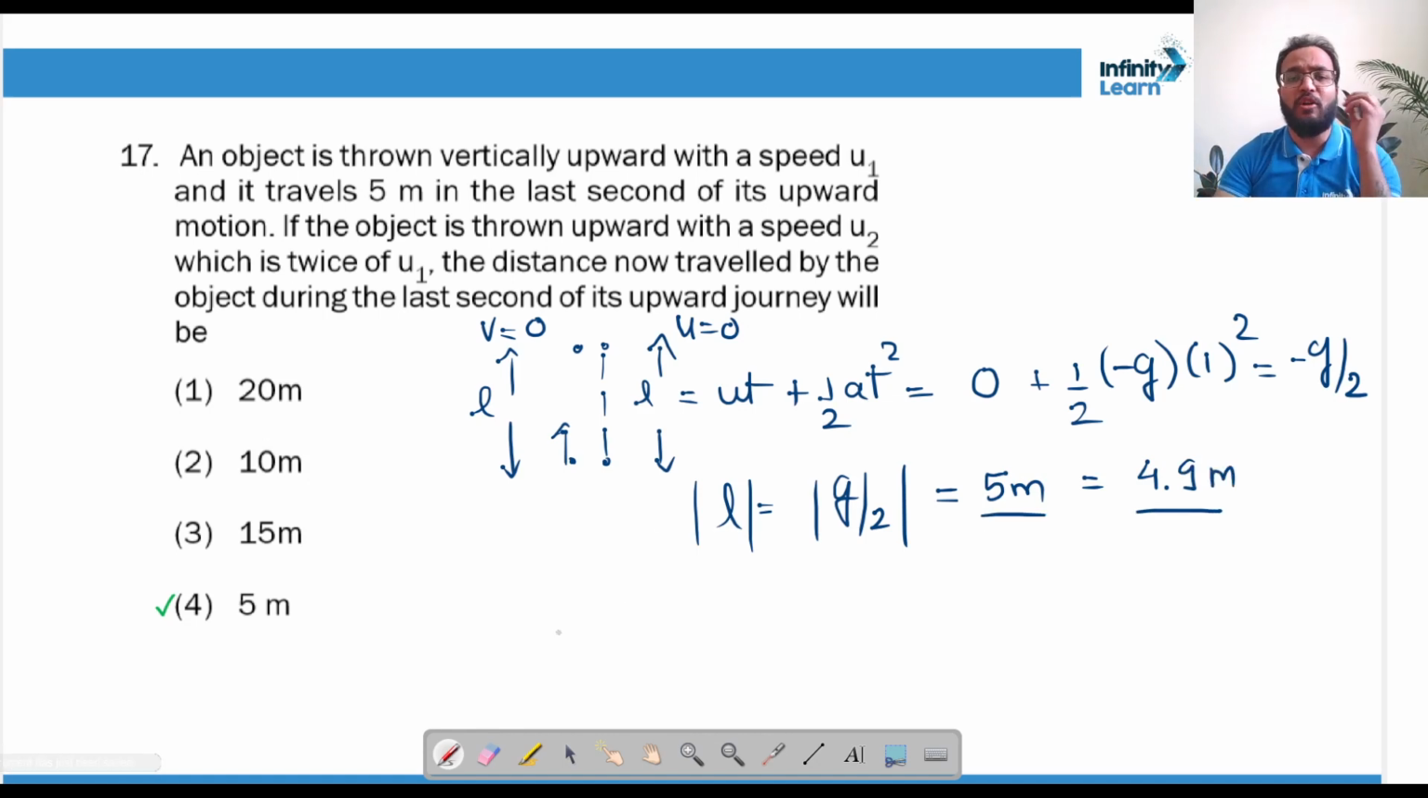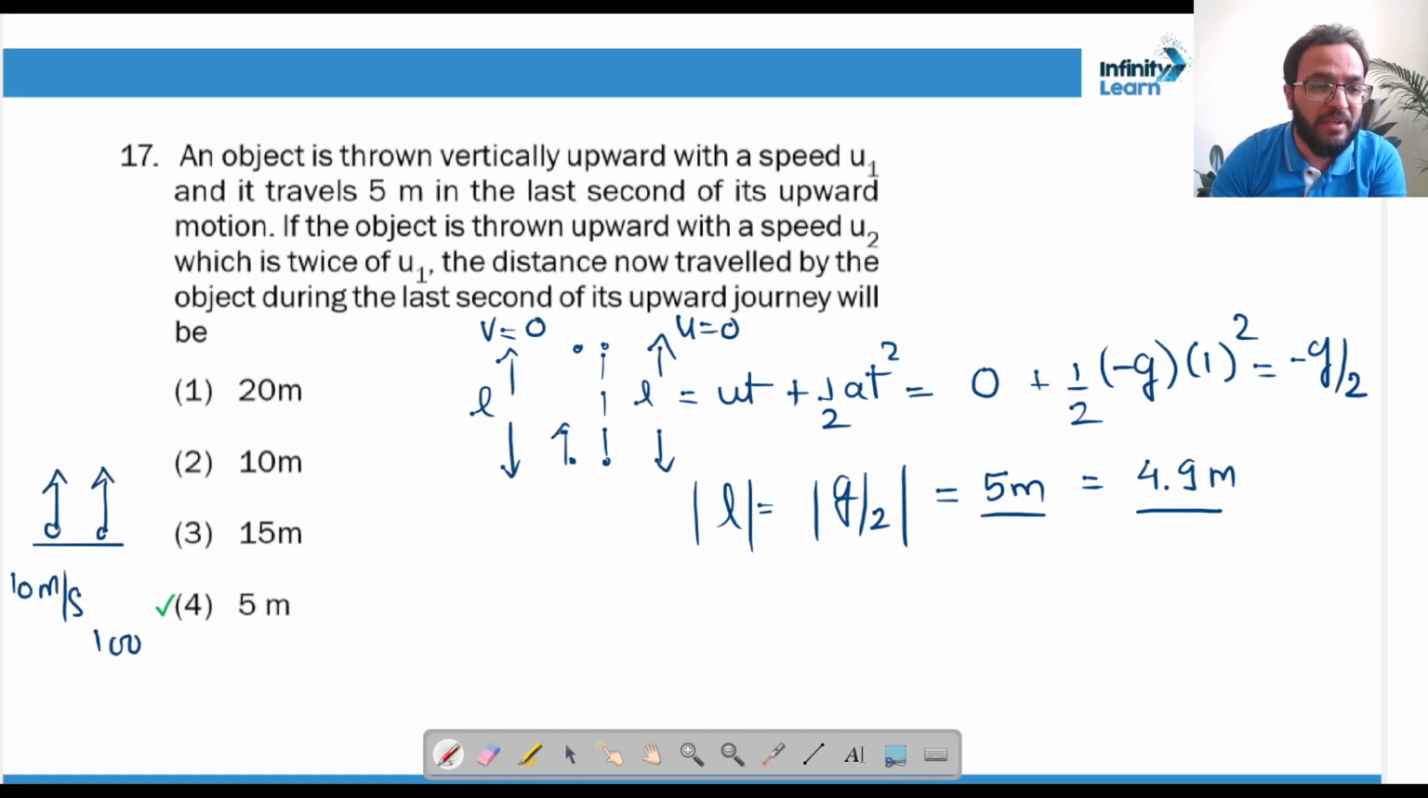So it doesn't matter with what speed you throw. Because from whichever height you drop an object, in the very first second it will travel 5 meter or g by 2 distance only. That means in the last 1 second before it reaches the top, it traveled g by 2 distance only. Are you understanding? So it doesn't matter whether you throw it with 10 meter per second or with 100 meter per second. Whenever it reaches its topmost point, in the last 1 second, it will travel 5 meter only.